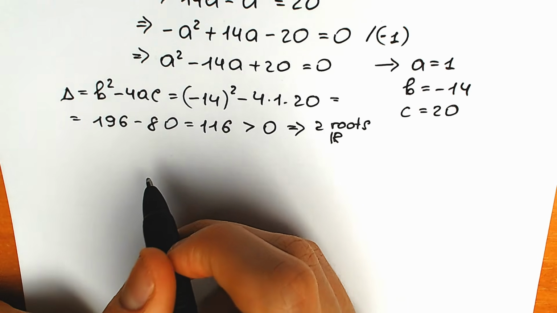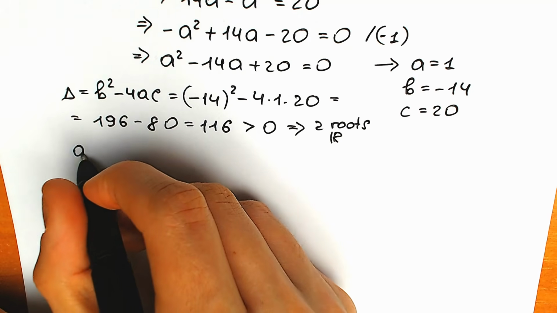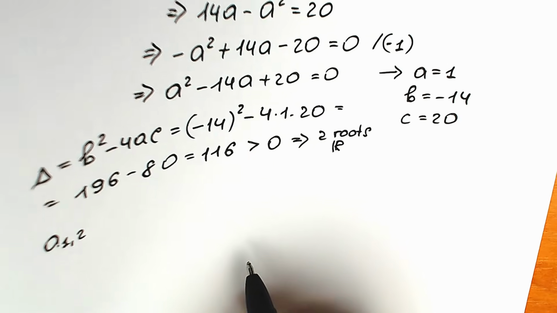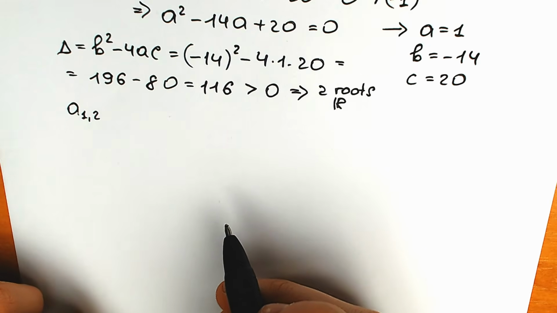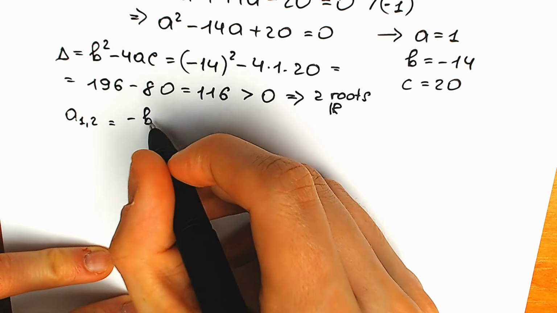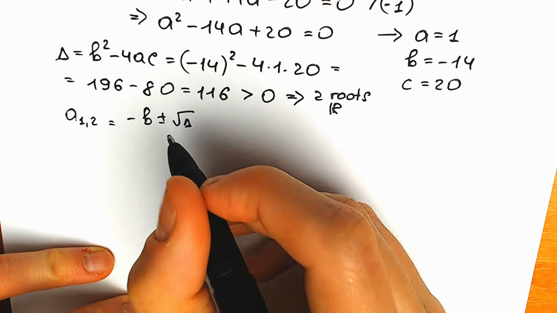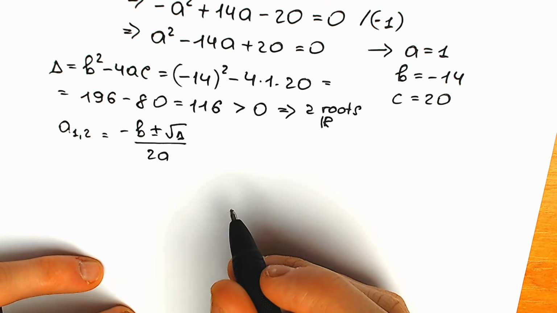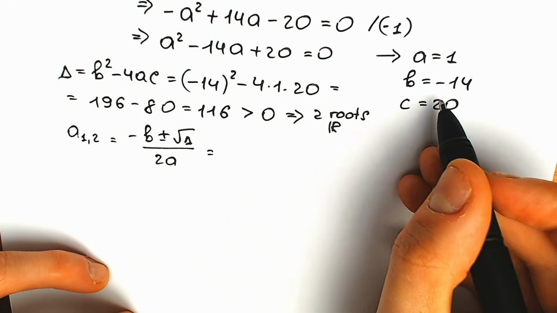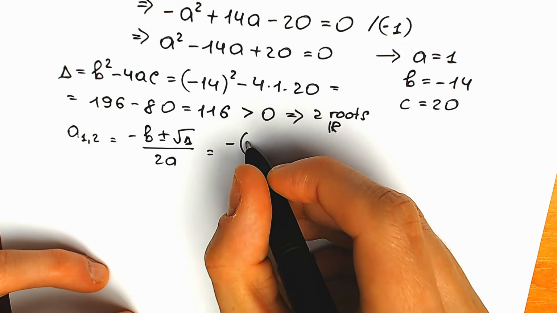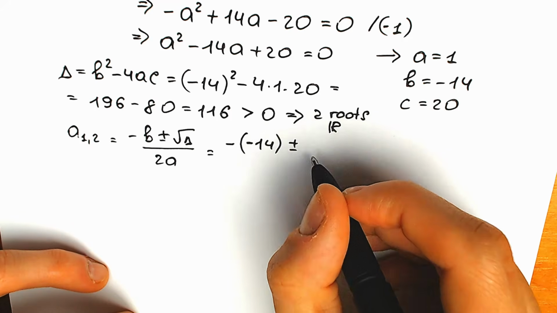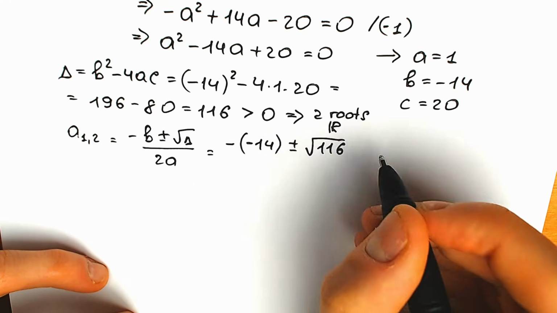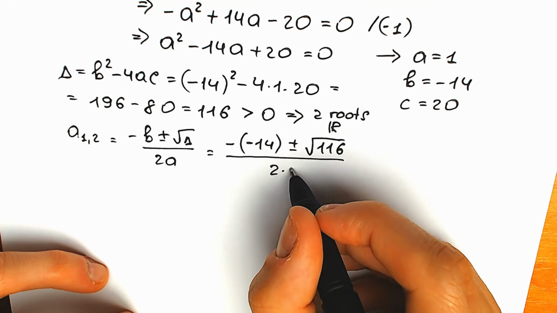Right now, let's write our a first and a second. So let's find our roots, because this is only our discriminant. We have minus b plus minus square root of discriminant, all over 2a. Right now let's plug in everything. We know everything from here. So minus b is minus minus 14, plus minus square root of discriminant, square root of 116, and all of this we divide by 2 times 1.